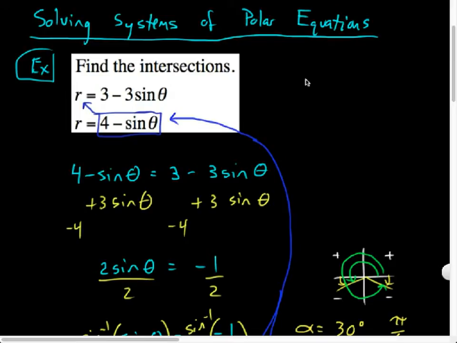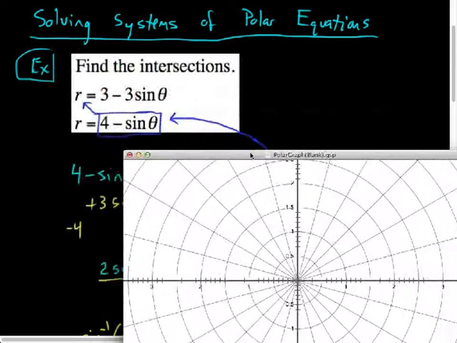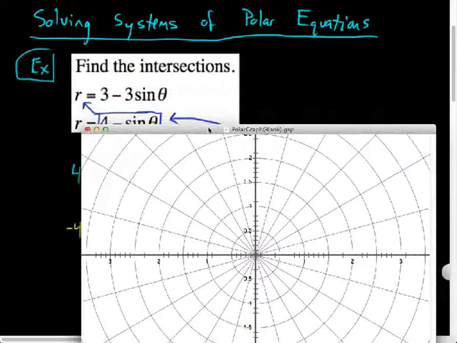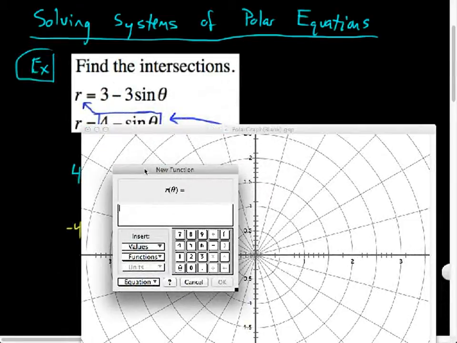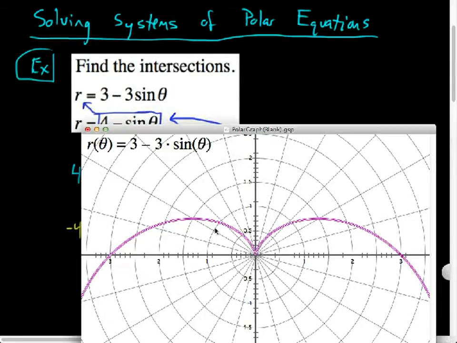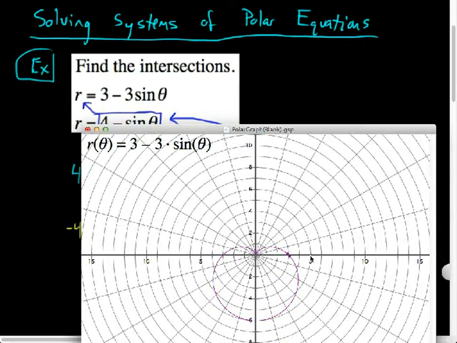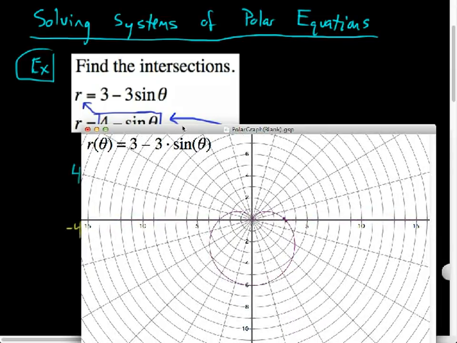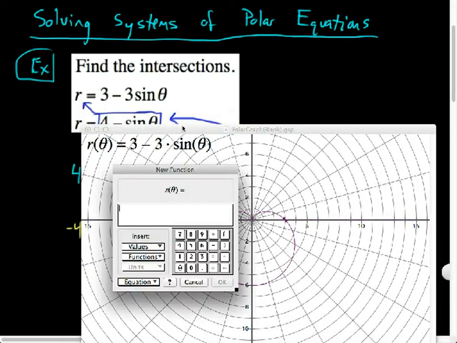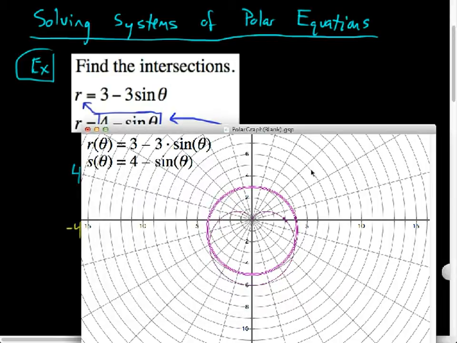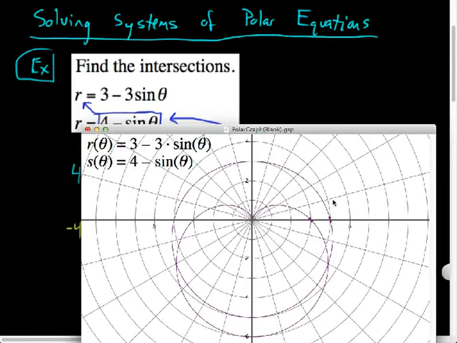So let's take a look at Geometer's Sketchpad. Here I've got my grid, and I'm going to graph a function 3 minus 3 sine theta, and whoa, it looks like some sort of cardioid. Aw, there it is, adorable. And then 4 minus sine theta, and there we go. So it looks like it's a circle and a cardioid by the looks of things.